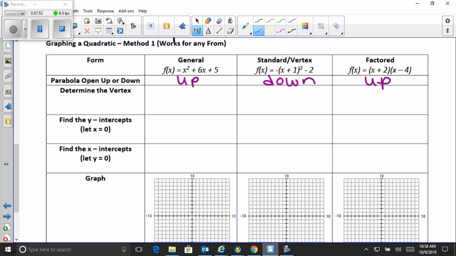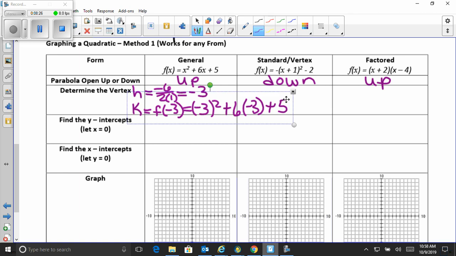So looking at the vertex, for the general form, remember we have to do the negative b over 2a. So to find my h, I'm doing -6 over 2 times 1, which is -3. And then I have to plug that -3 in to find the y value, or what we call k. So the f of -3 is going to be -3 squared plus 6 times -3 plus 5, which, when you do that all out, you get 3.